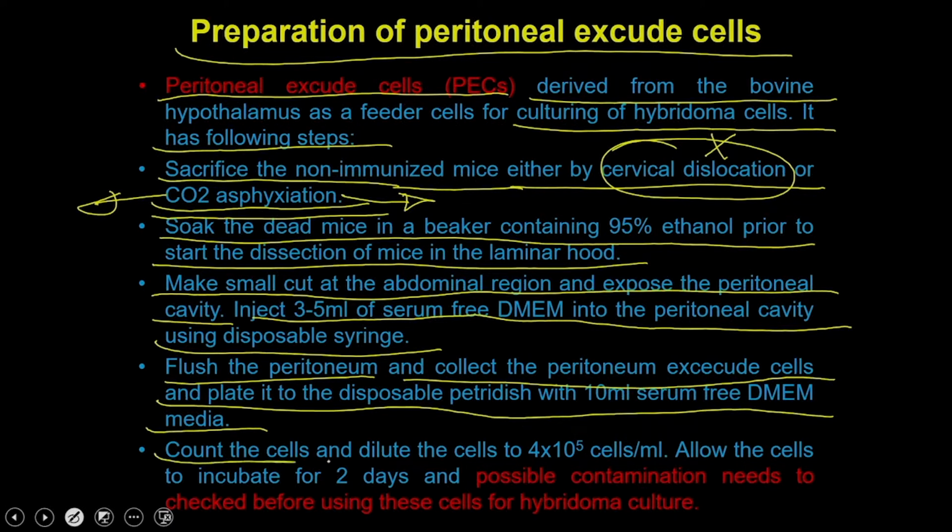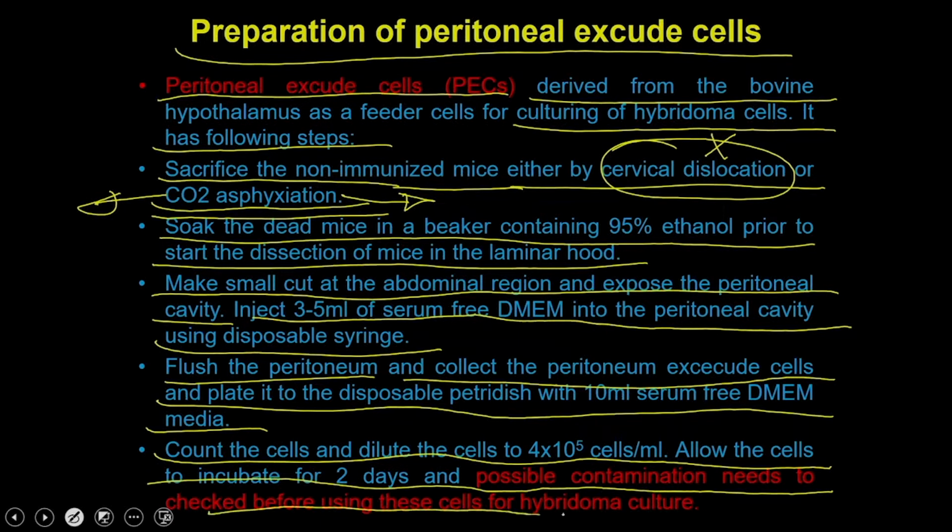Then you count the cells and dilute the cells to 4 into 10 to the power 5 cells. Allow the cells to incubate for 2 days, and possible contamination needs to be checked before using these cells for hybridoma culture, which means the peritoneal exudate cells are going to be recovered from the peritoneum of the animals.